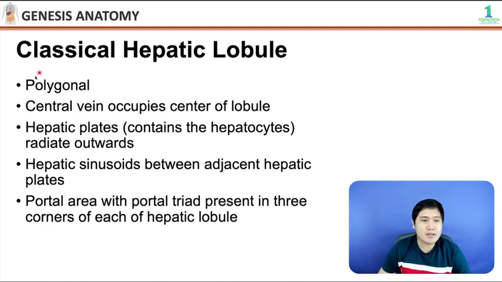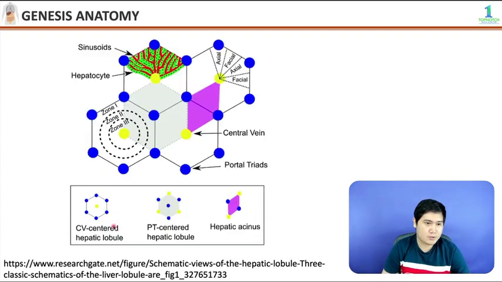Your classical hepatic lobule is polygonal. Actually, it is hexagonal in shape, like a Piatos chip, wherein the central vein is in the center, with the hepatic plates radiating outwards. In between the hepatic plates, you will see the hepatic sinusoids. The portal area, with the portal triad, is present in the corners of each hepatic lobule. Hexagonal now, as we said.